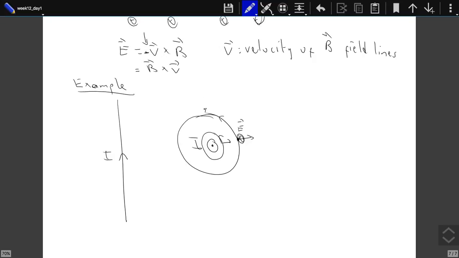In fact, everywhere the induced E field will be into the screen for the same reason. So if we have this infinite wire, and if I is increasing, there will be induced electric fields in the opposite direction.